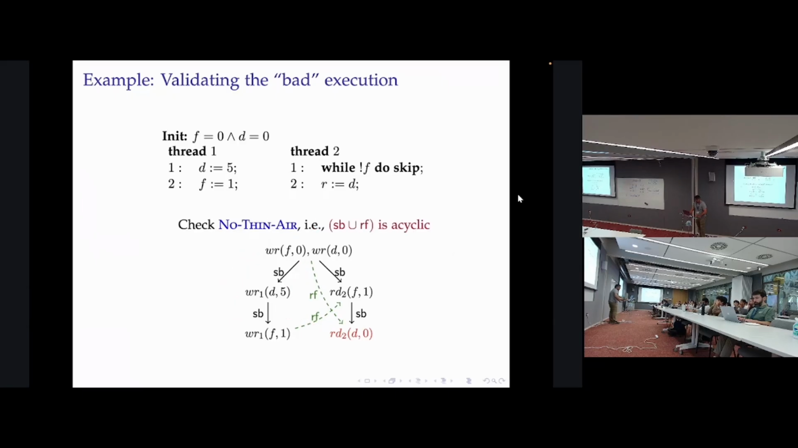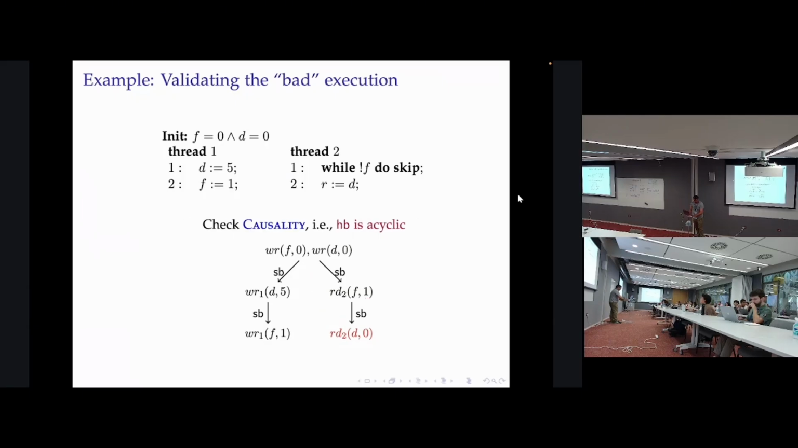And now let's check all our axioms. I'm deleting the edges that I don't need. So let's check the no-thin-air axiom. Do I read from thin air in this example? No, because there is a write in the system from which I actually read. And you can check that this is acyclic.